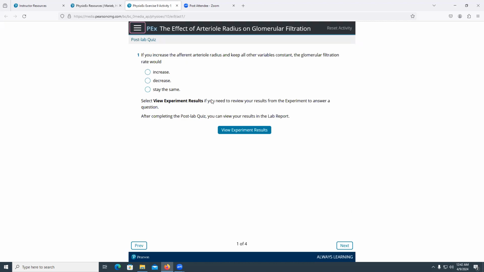If you increase the afferent arteriole radius and keep all other variables constant, the glomerular filtration rate would increase. If you decrease the efferent arteriole radius and keep all the variables constant, the volume of the urine flowing into the urinary bladder would increase. If you increase the efferent arteriole radius and keep everything constant, it will drop. If you decrease the afferent arteriole radius and keep all the variables constant, the volume of urine flowing into the urinary bladder would decrease.